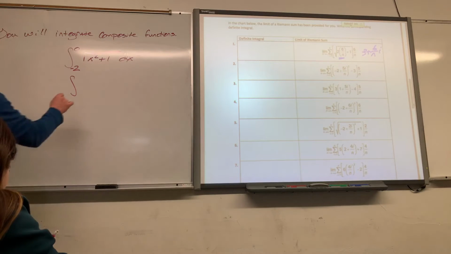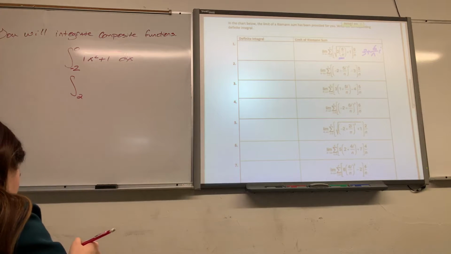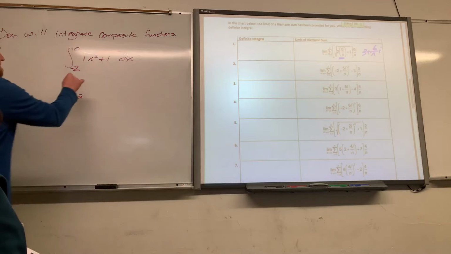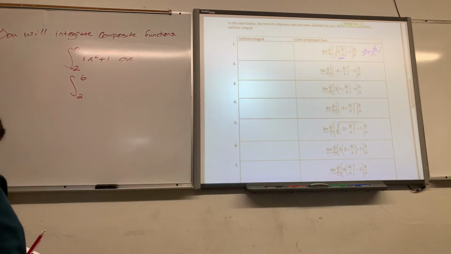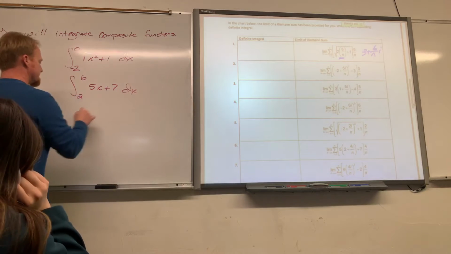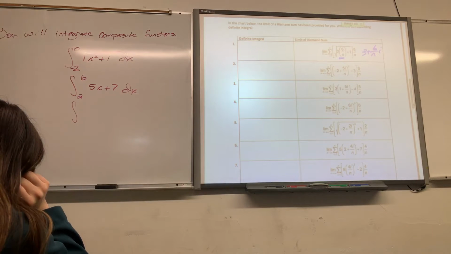A is 2. Very good. Abby Davis, give me something else. B is 6. All right. Abby McNeely, something else. Your function is 5x plus 7. Perfect. Sounds like you guys got it.